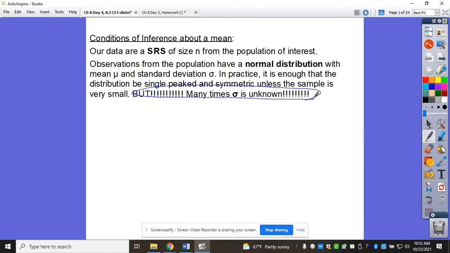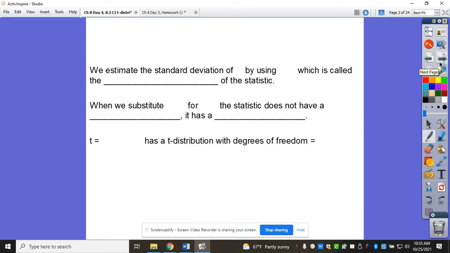Why would I actually know sigma if I don't know mu? That doesn't seem reasonable, and it's usually not. So now we have to talk about what happens when we don't know sigma. Well, if we don't know sigma, what's our best guess for what sigma would be? S. So we're going to use S instead.